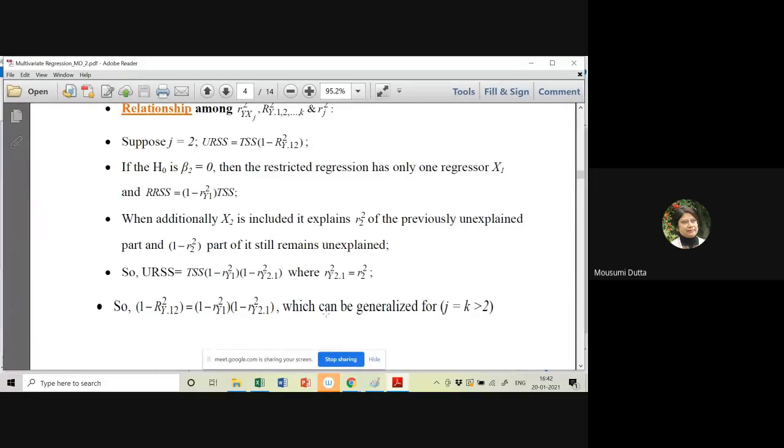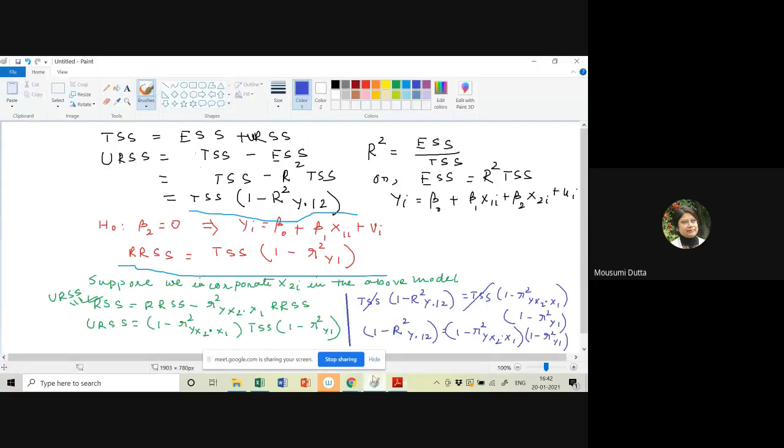So this we have constructed for the simplest case, considering only 2 explanatory variables, and when we put the restriction, it becomes the simple model. However, this can be generalized. Tell me if you have any query or question on any part, on the relationship between multiple R square, simple R square and partial R square. Anyone, any question?